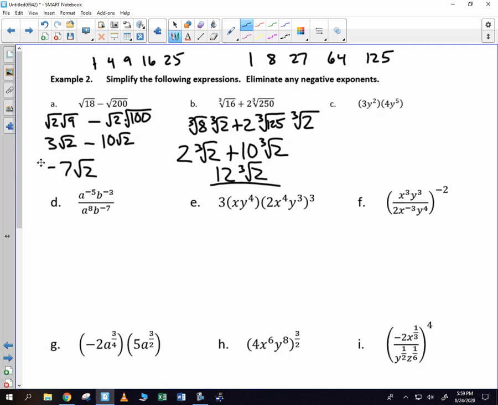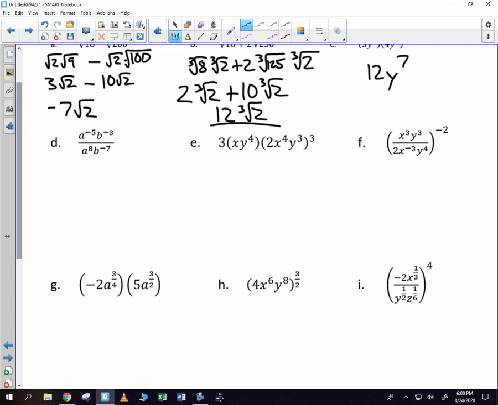Yep, a little tricky. Next one should be easy peasy. 3 times 4 is 12, and y to the 7th. When you have common bases, you multiply, you add the exponents. If you have negative exponents, bring them to where they are not. So bring the a's to the bottom, bring this b to the bottom, and that b to the top.